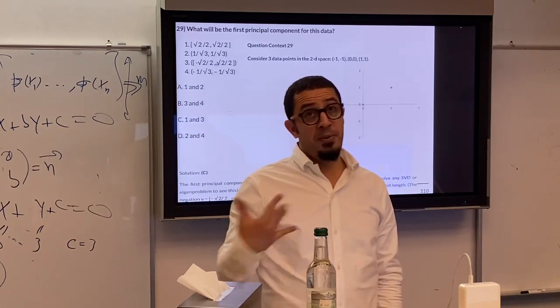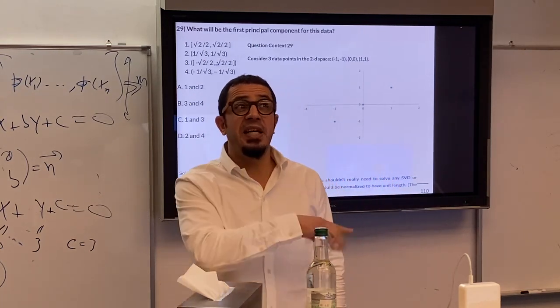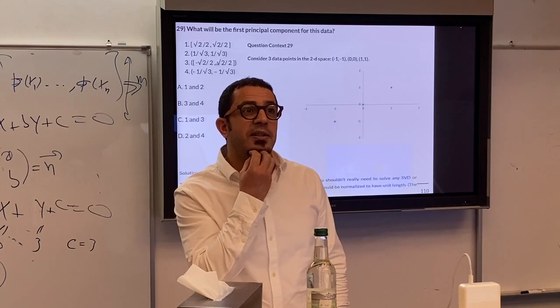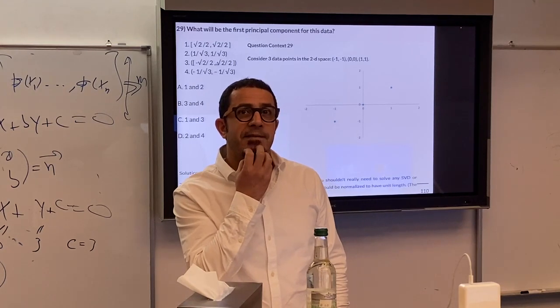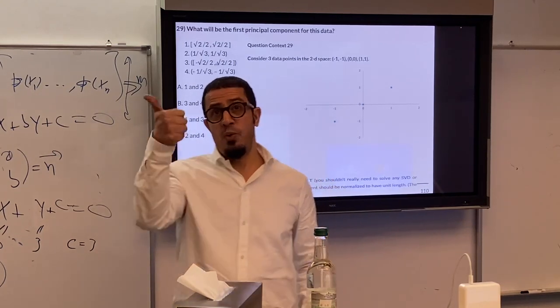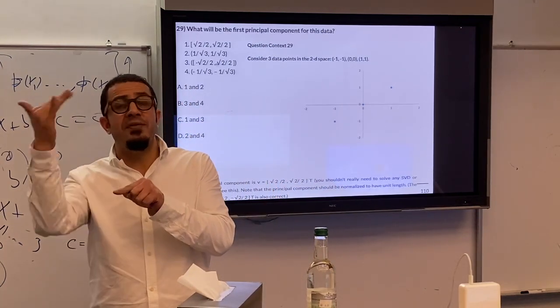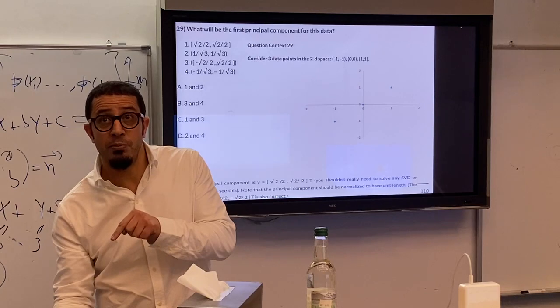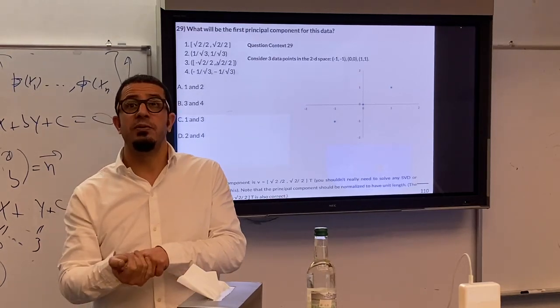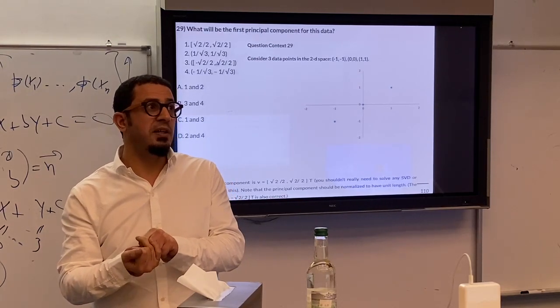Clear? You have to be careful about this; it's a tricky question. The vector is 1, 1, but you have to make sure that it's a unit vector. You have to divide it by its norm. The norm is square root of 2. You got the idea?